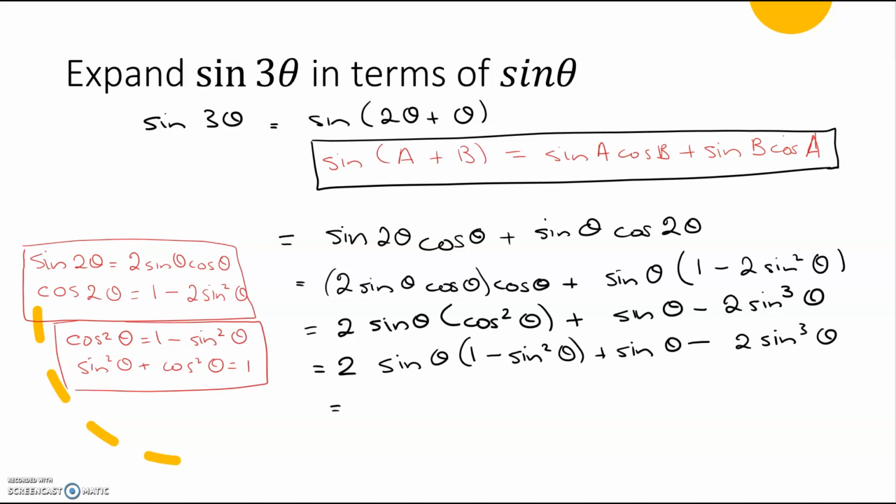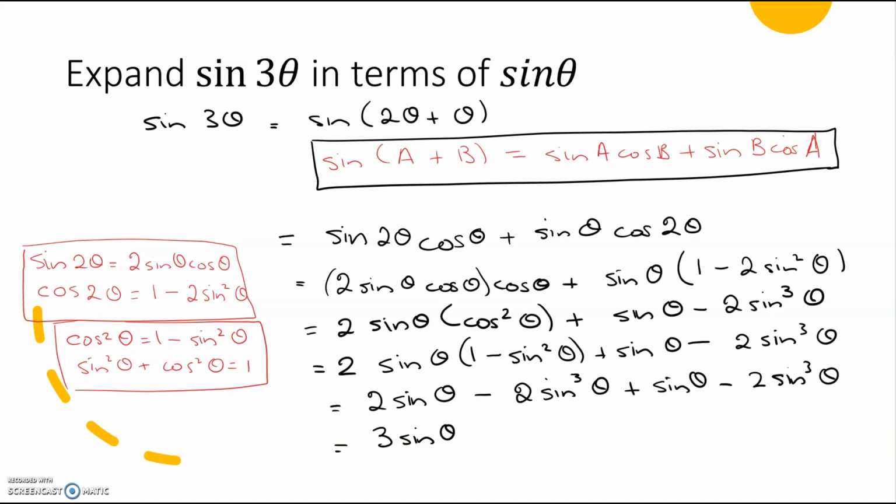So now we've got 2 sine theta minus 2 sine cubed theta plus sine theta minus 2 sine cubed theta. Okay, collecting them all up, we have 2 sine theta plus sine theta, that's 3 sine theta, minus 2 sine cubed minus 2 sine cubed, so that must be minus 4 sine cubed theta. So that's one way of doing it, and that's avoiding any reference at all to complex numbers.